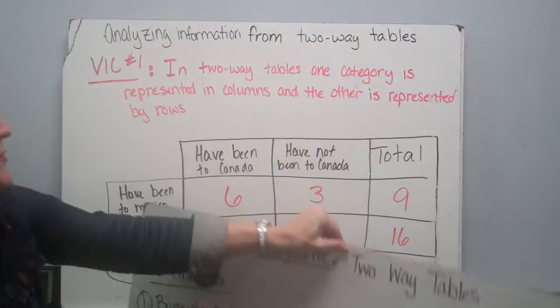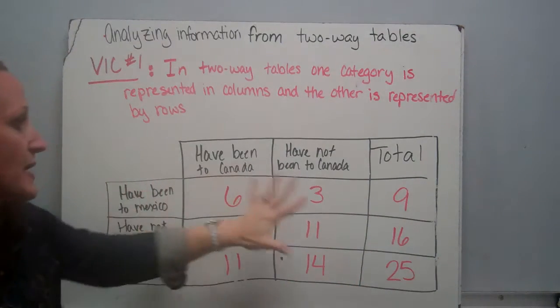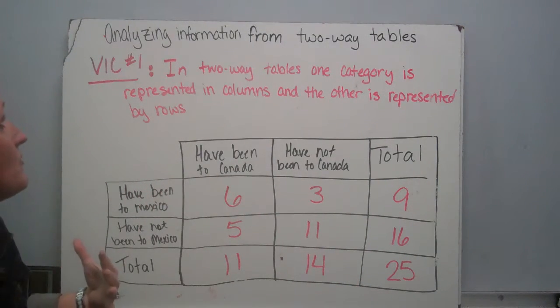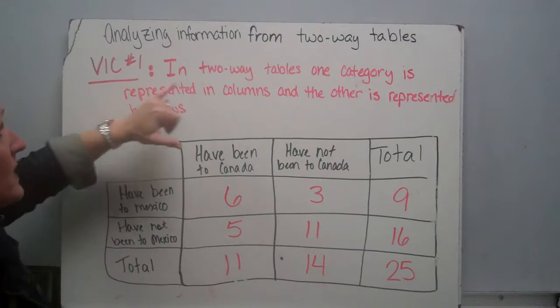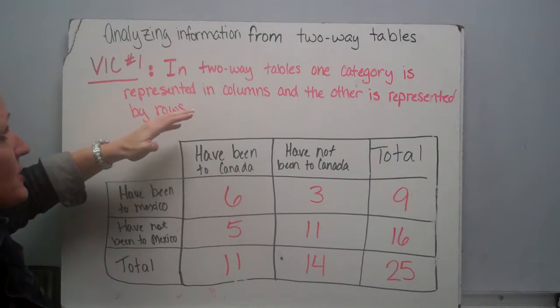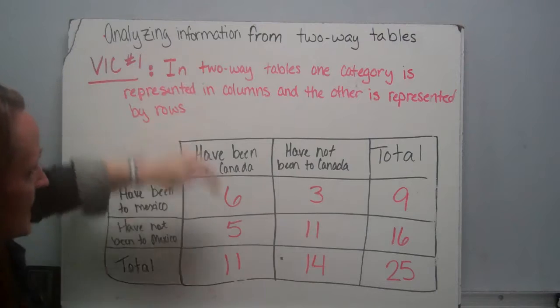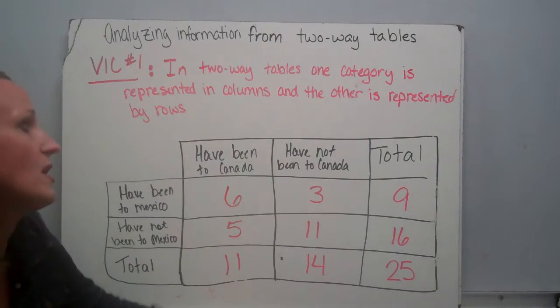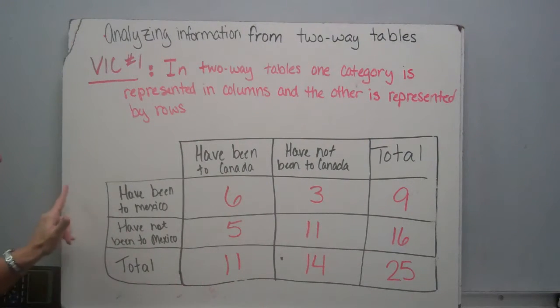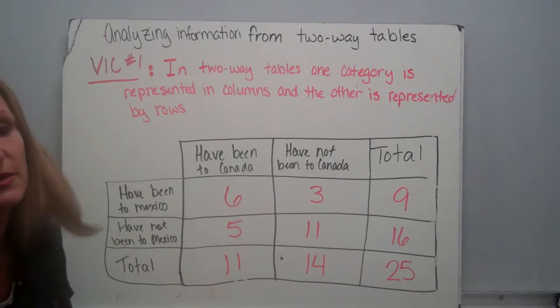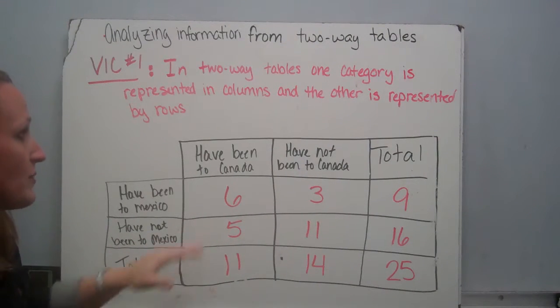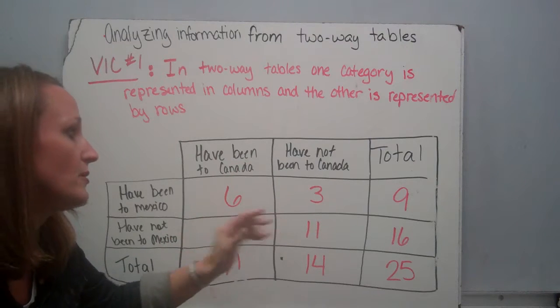Okay, so let's look at an example. This is a basic two-way table. Very important concept number one: in two-way tables, one category is presented in columns. So in this case, have you been to Canada versus have you not been to Canada? And the other is presented by rows. Have you been to Mexico versus not been to Mexico? And we're comparing who has been to both or been to none or whatever.